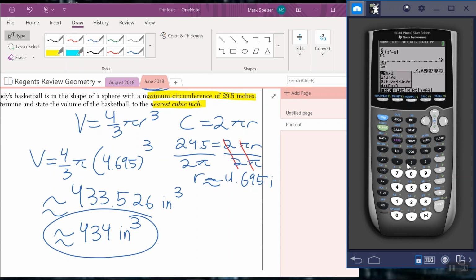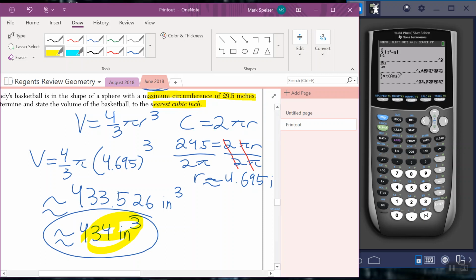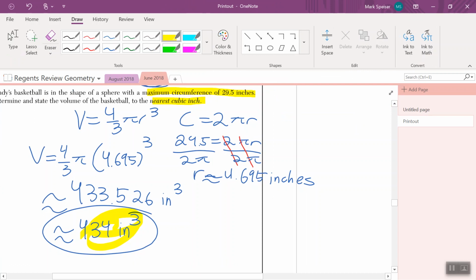Alpha Y equals 4 thirds times pi times our answer, Y. Close our parentheses, put that to the third power. Hit enter, and we get our answer: 433.526 cubic inches. When your answer rounds to the nearest cubic inch, our final answer is 434 cubic inches. That's the end of this set of videos on the June 2018 Regents.